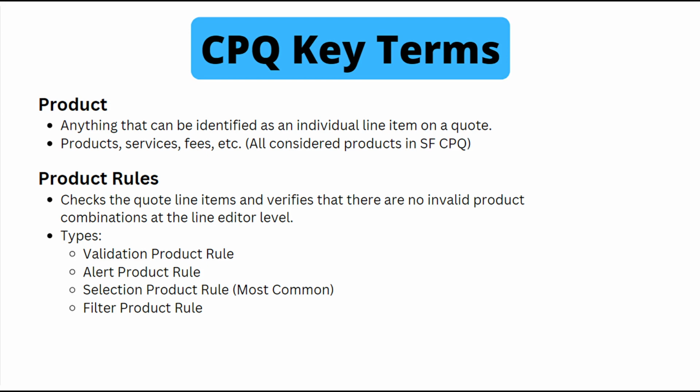Next, we have product rules. Product rules check the quote line items and verify that there are no invalid product combinations at the line editor level. There are four types of product rules: validation product rules, alert product rules, selection product rules, which are the most common, and filter product rules. In a separate video, I'm going to go over the different product rules in Salesforce CPQ.